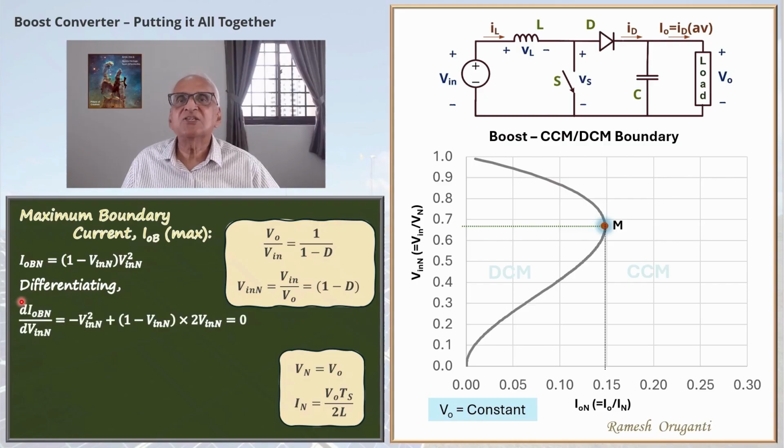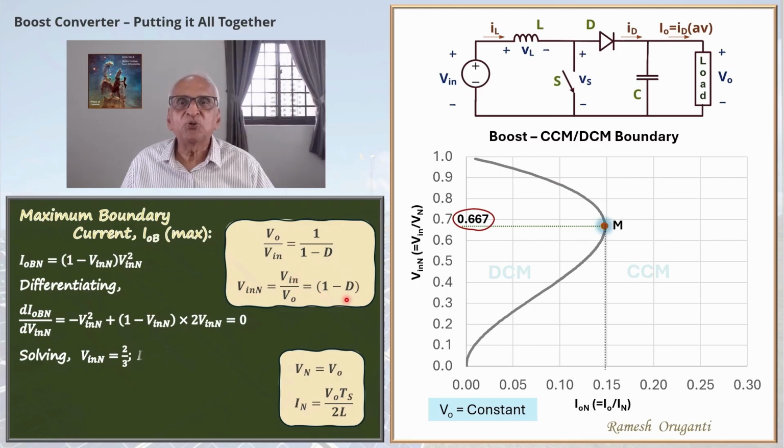One solution is Vin N equal to 0. If you set Vin N equal to 0, this equation will be 0. So that represents this minimum point. We are not interested in that. The other solution is Vin N equal to 2 by 3, that is 0.667. Since Vin N equals 2 by 3, D is 1 by 3.